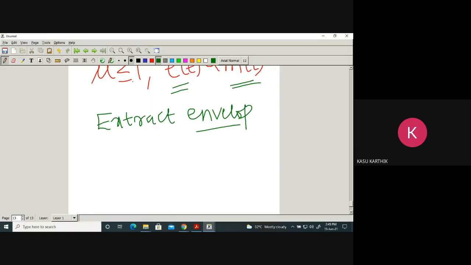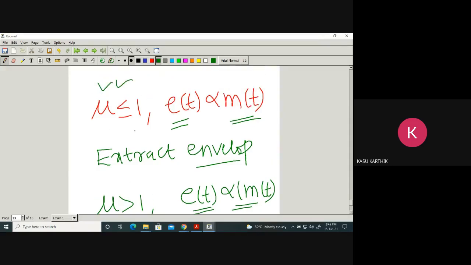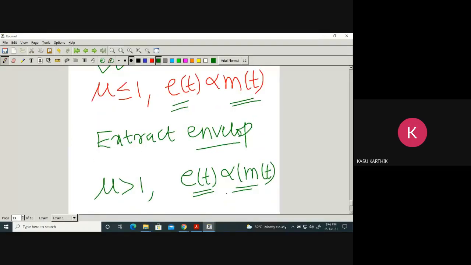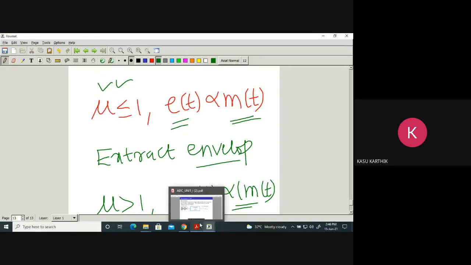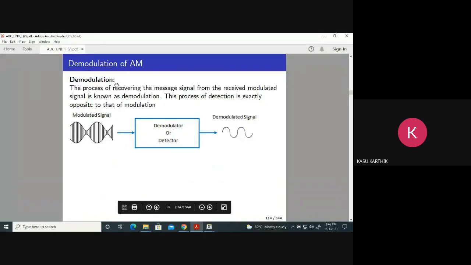So by getting the envelope, you can get the message signal back under these conditions. But if mu is more than 1, what happens? The envelope does not follow the message signal. It is proportional to mod of M of t. Whenever mu is less than or equal to 1, the envelope is proportional to M of t. So if you get the envelope, you can get your message signal back.